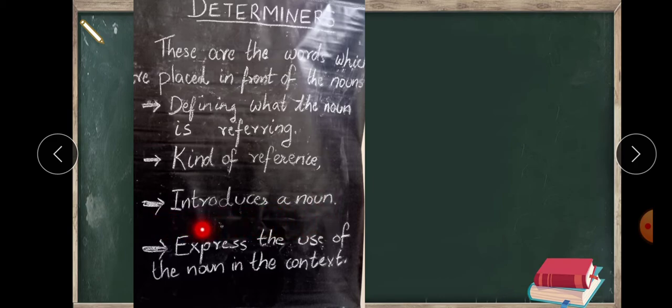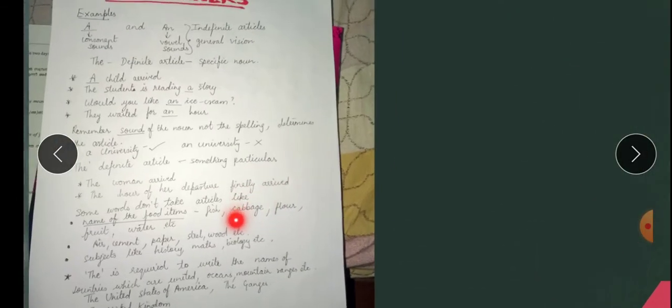a car. Okay, I ate an apple. So, an apple. How many apples did you eat? One. And it starts with a vowel sound, so we have used an article. What is that? An. So like this, it introduces a noun, then expresses the use of the noun in the context.